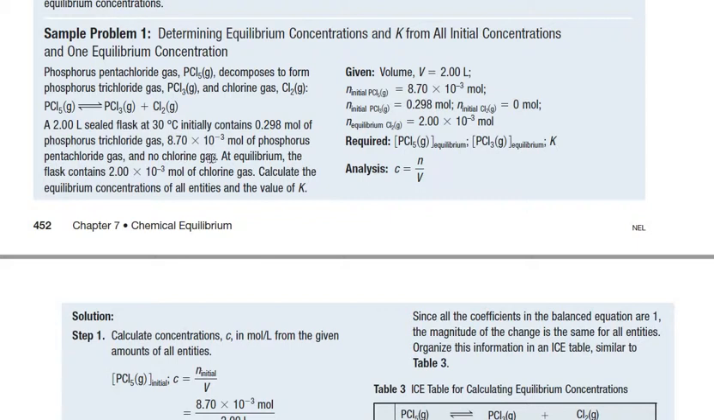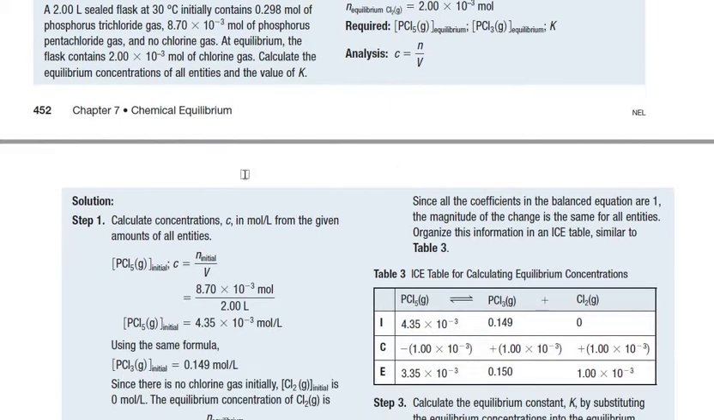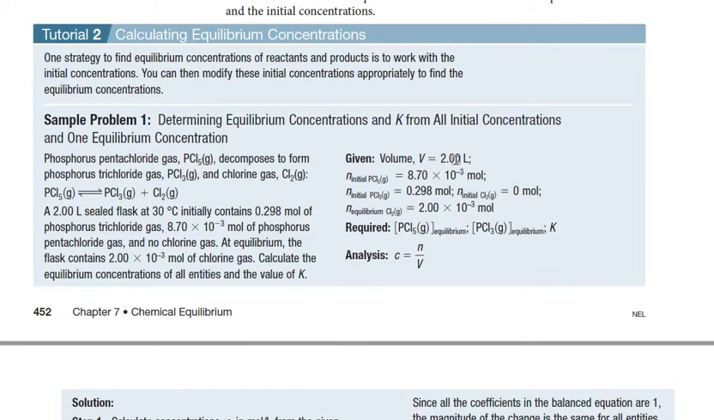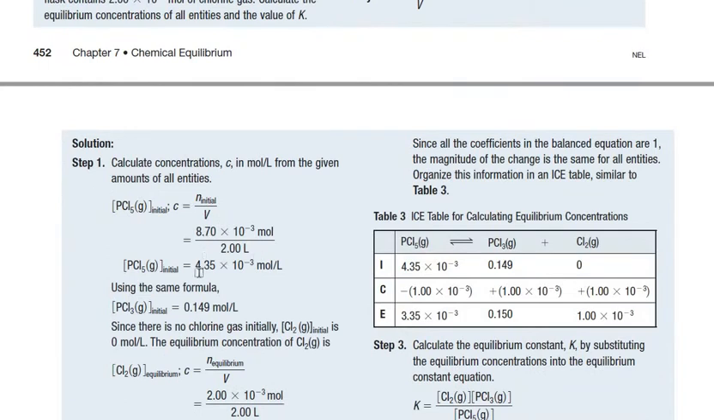And there is no chlorine gas initially, so N of initial chlorine is 0. We need to find out the concentration of these two at equilibrium. The volume is given. If we divide N by volume, we can find the molar concentration. So for the initial concentration of PCl5, which is N divided by V, we have the number of moles, and we divide it by volume to find the molar concentration.